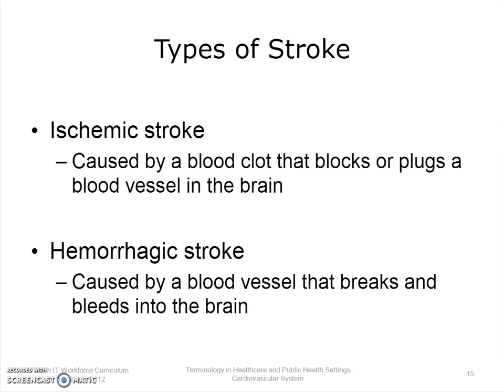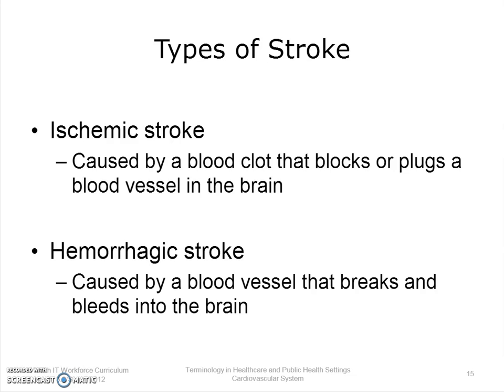There are two kinds of stroke, ischemic and hemorrhagic. Almost 90% of strokes are ischemic strokes. They occur when the arteries to the brain are narrowed or blocked, causing severely reduced blood flow called ischemia. Lack of blood flow deprives the brain cells of oxygen and nutrients, and cells may begin to die within minutes.